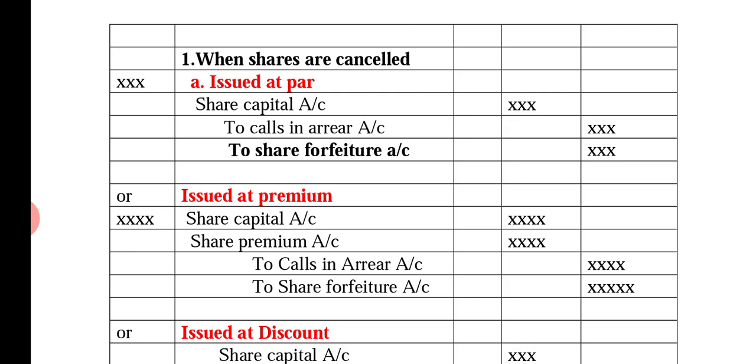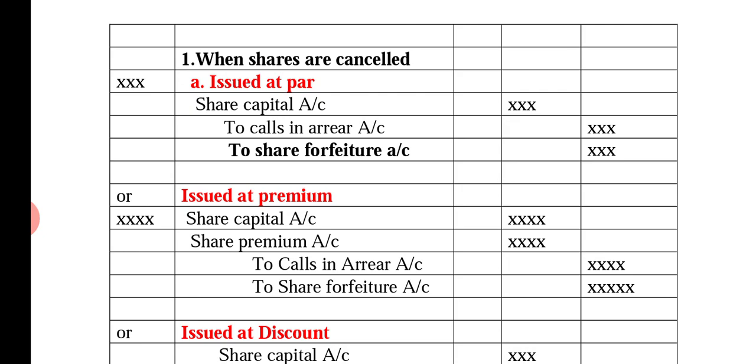If the shares are issued at par, then you have to pass a journal entry: share capital account debit, to calls in arrear account, to share forfeiture account. When you are receiving the application, allotment and first call money, share capital account is credited. Now it is reversed: share capital account debit, to calls in arrear, to share forfeiture. Here share capital account is debited only for the called up amount.